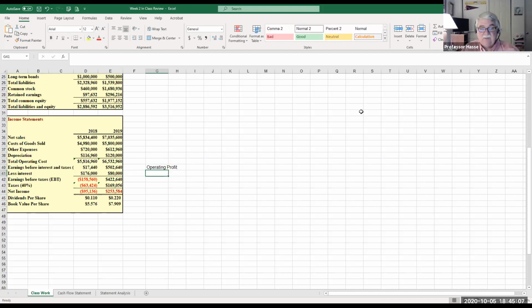That's the profit, hopefully it's a profit, on just the operations of the company. Sales of their products and services, expenses of managing those products and services, in this case, cost of goods sold, other expenses, and depreciation. Why do we keep depreciation separate in this financial statement? Because it's a non-cash expense. And that's going to be important to us as financial managers.